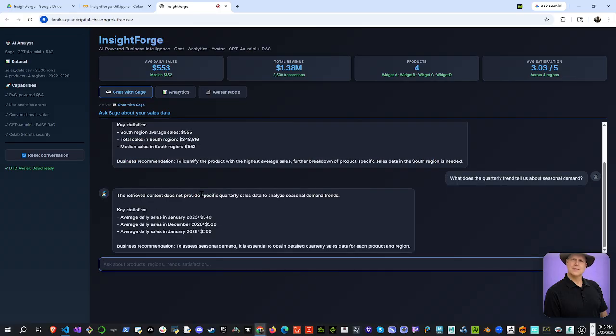And then it tells us what the dollar figures were. I'm getting these things. I don't understand this where it's saying to assess seasonal demand, it is essential to obtain detailed quarterly sales data for each product and region. I'm wondering if it's not accessing all of the data this time. When I did this before, it was working fine.